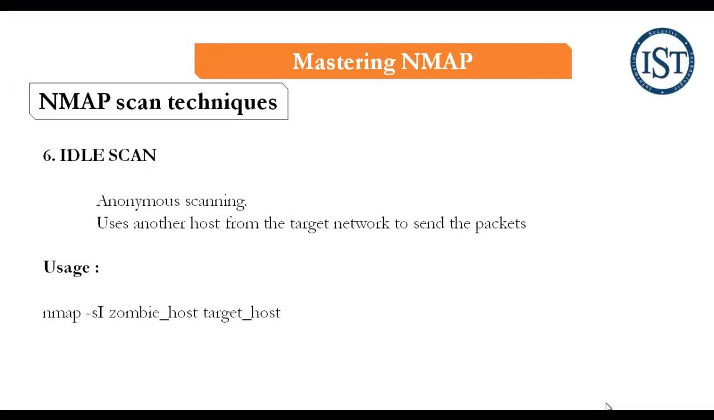The next scan technique is the idle scan. It is a very important and very interesting scan technique. We can perform anonymous scanning using this technique. We have a target network and we are going to scan one system in it. We can spoof our IP address by using some other host's IP address in the same target network. This is the command we have to use: nmap -sI zombie host and target host. The zombie host is the spoofed IP address and the target host is the IP address you want to scan.